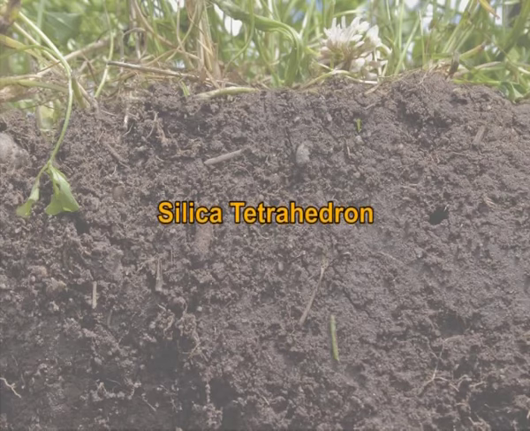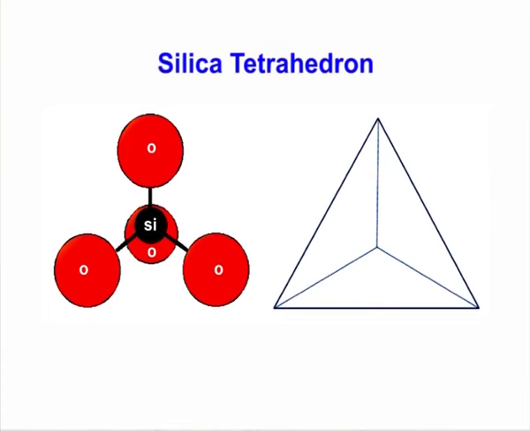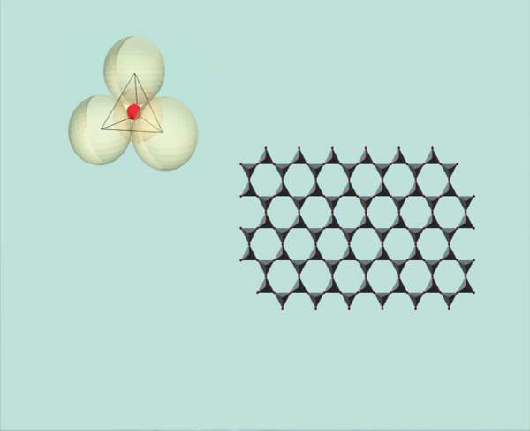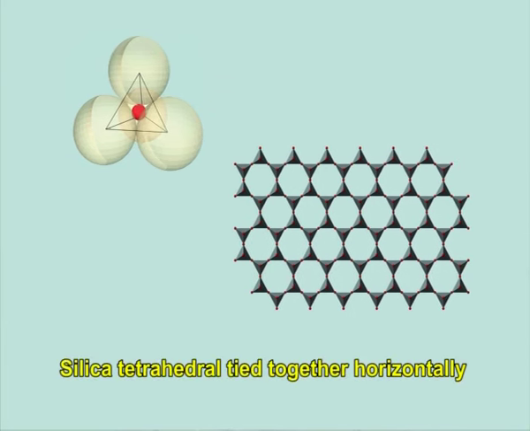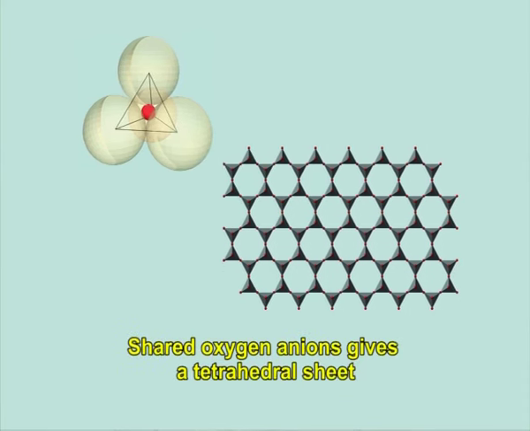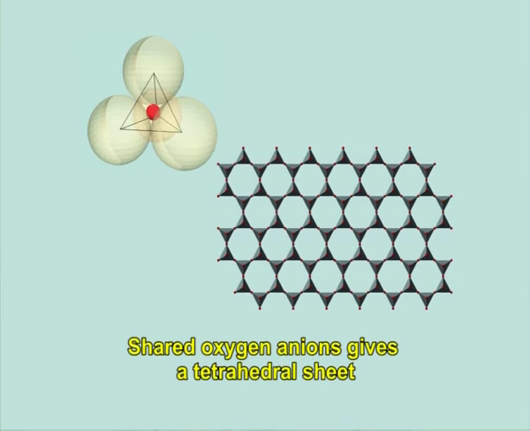Silica tetrahedron. The basic building block for the silica dominated sheet is a unit composed of one silicon atom surrounded by 4 oxygen atoms. It is called the silica tetrahedron because of its 4-sided configuration. An interlocking array or a series of these silica tetrahedra tied together horizontally by shared oxygen anions gives a tetrahedral sheet.